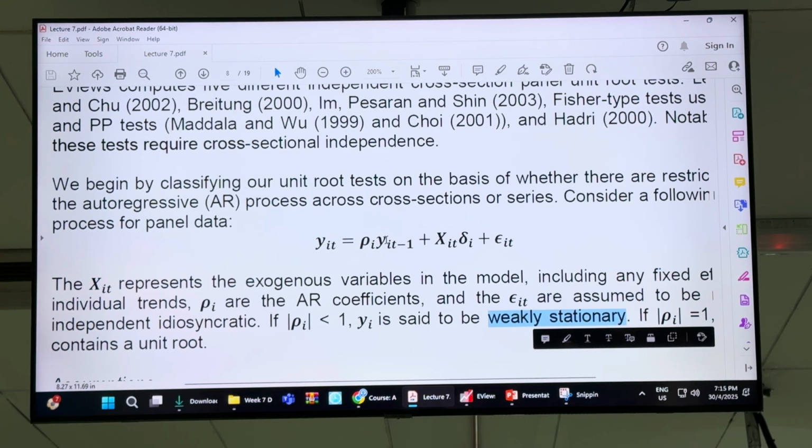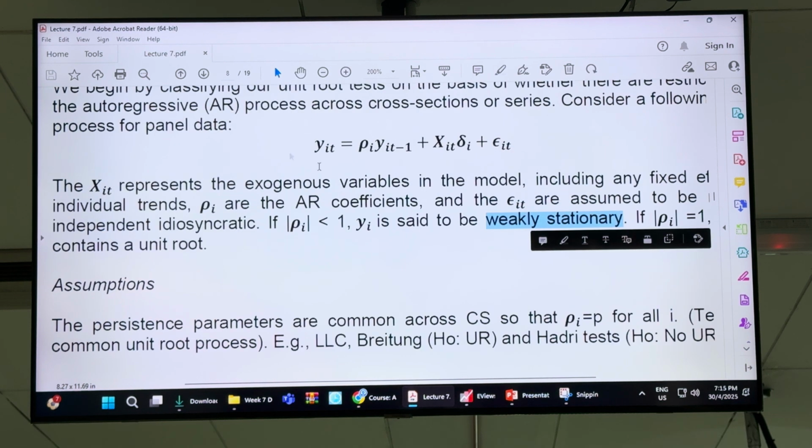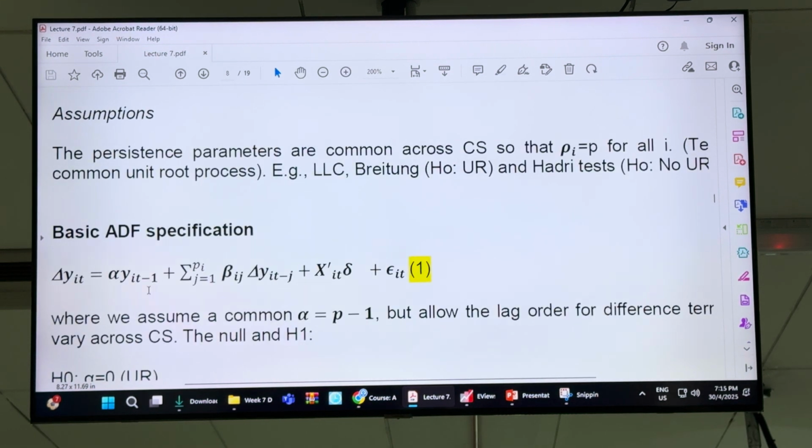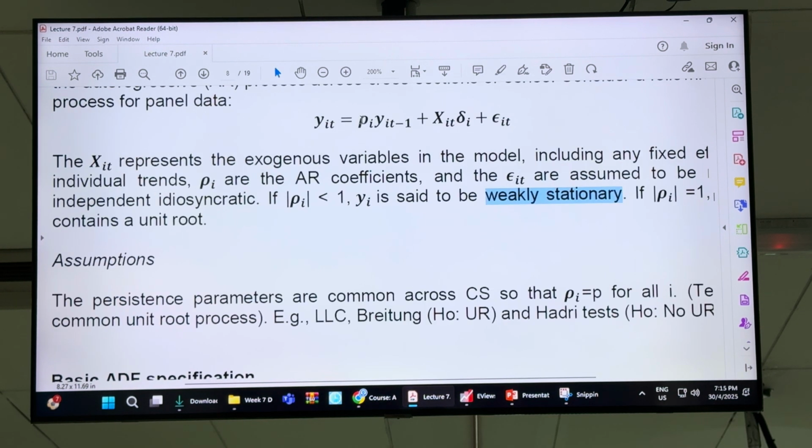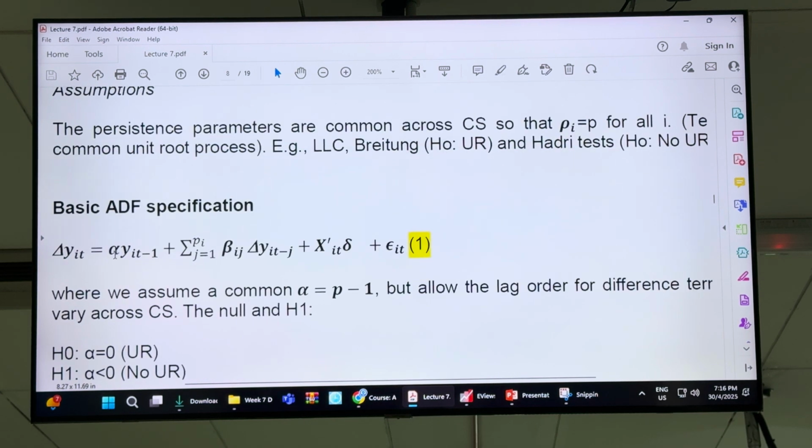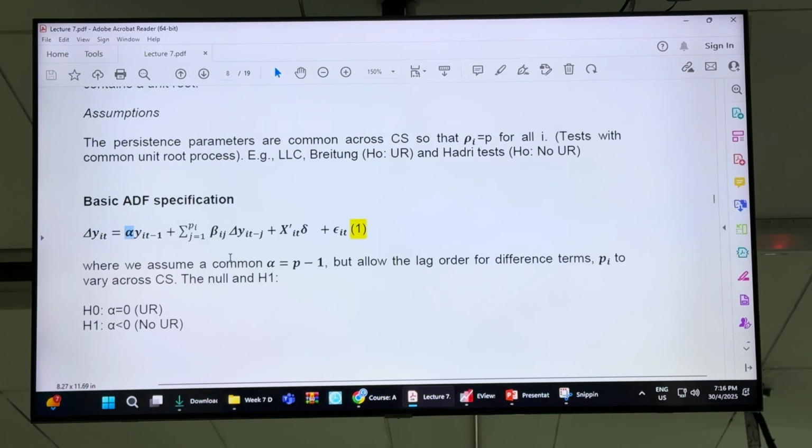In order to test, you have to transform this model into this equation 1. This is our test equation, so all the variables have to be in changes. It's a similar idea, testing whether rho equals 1 or not, so actually testing the significance of this alpha value that we discussed in the previous lecture. So we are testing this alpha parameter. What are the assumptions here? The persistence parameters are common across the cross-section, so you can see rho i equals rho for all i.